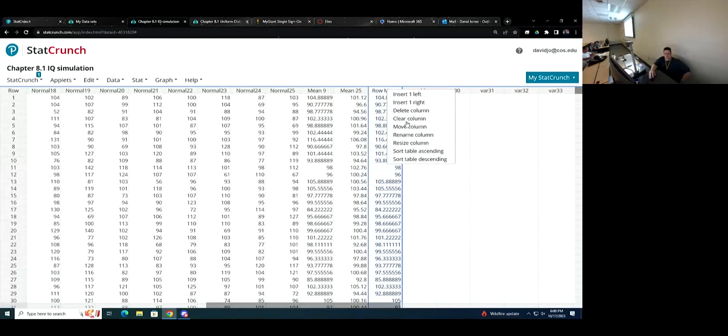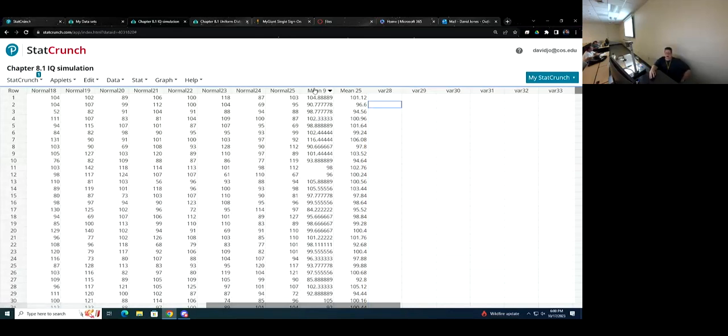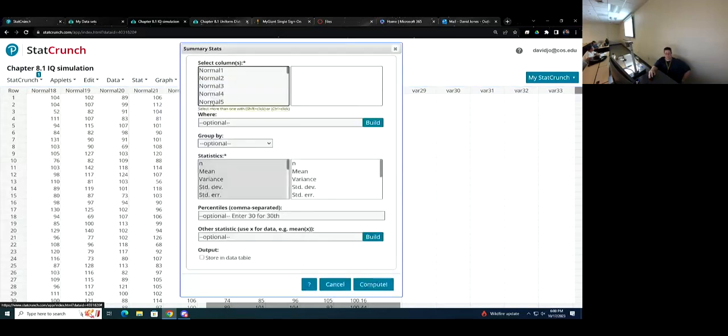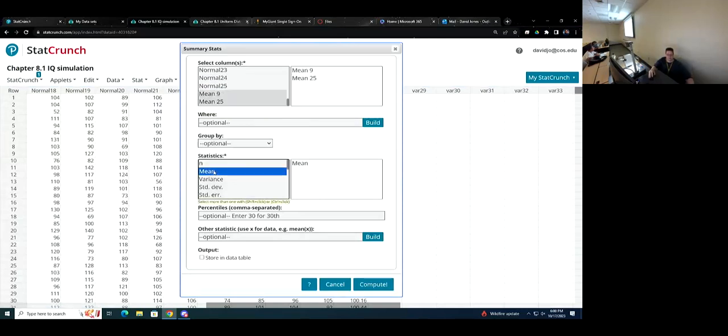I'm going to delete that. I just did that to show it to you. And I did it for the 25 also. Did the same thing for the 25. I just selected all the rows, all the columns. And then we're going to do stats, summary stats, columns. And we're just going to do the 2 that we did there. And we're going to look at mean and standard deviation.